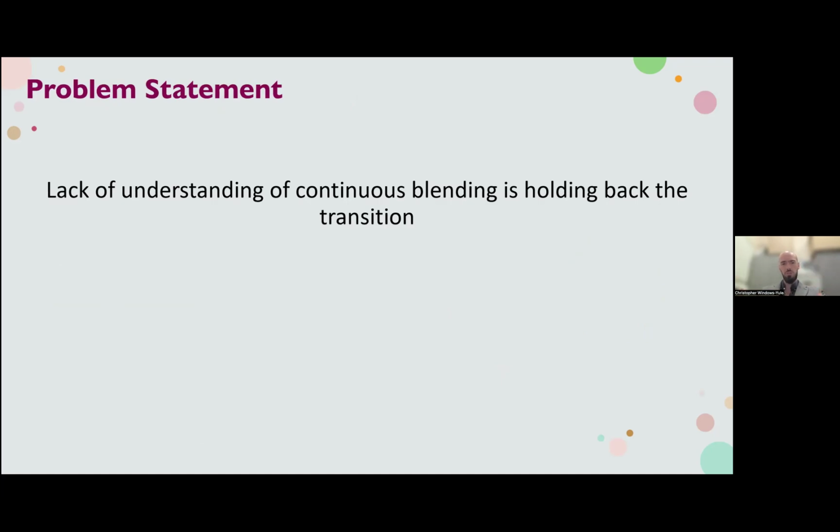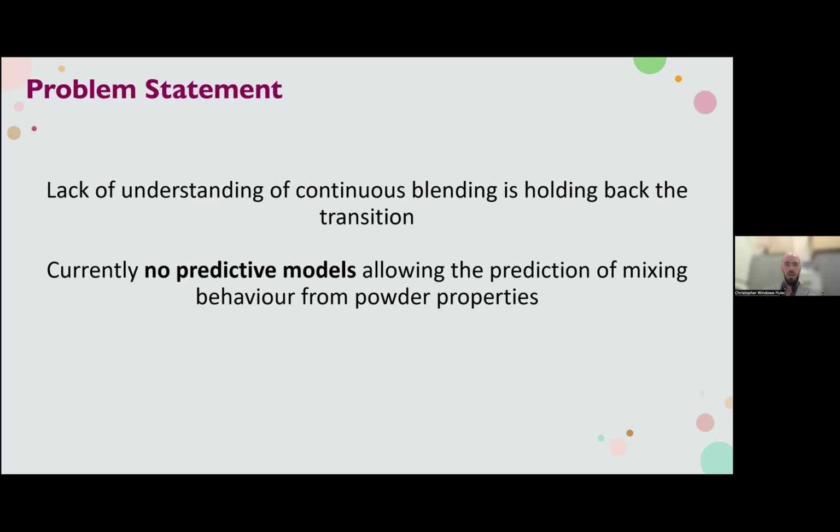So to distill all this down into a problem statement, we lack understanding about continuous blending, and this is holding back this transition to continuous processing, which can save huge amounts of time, waste, money, energy. But we don't have, as it stands, predictive models allowing us to simply measure. This is the point that I haven't really emphasized well enough yet. If this was a batch process, I can measure my powder, and I can predict from that measurement how it's going to behave in the feeder, and then I can measure what I get out of the feeder. I can characterize that again, and then I can put it back into the mixer and characterize it again, etc. With continuous direct compression, I have to be able to predict the mixing quality before the feeding stage. So it's a much more complex prediction.